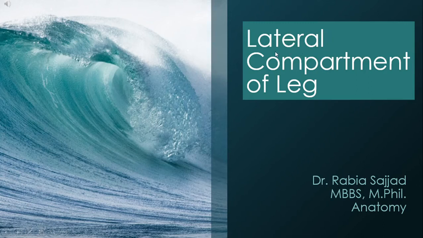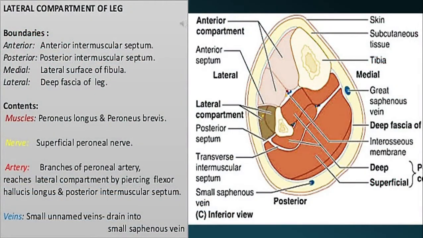The topic of discussion is lateral compartment of leg. Now looking at the section, and as already been discussed, you can see the two bones of leg. Medial one is tibia and the lateral bone is fibula.